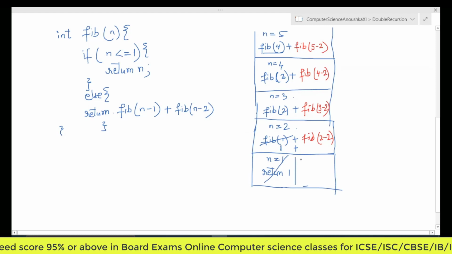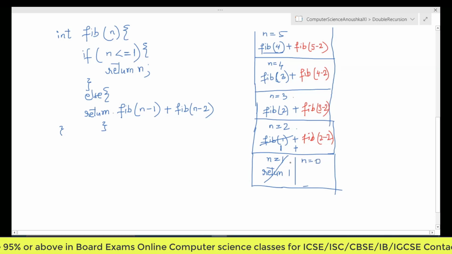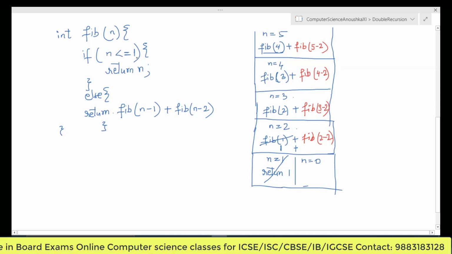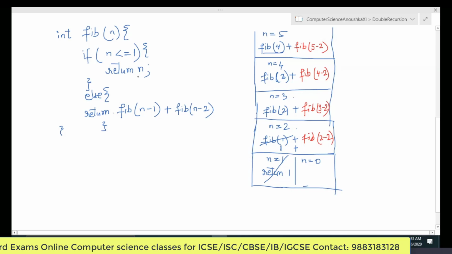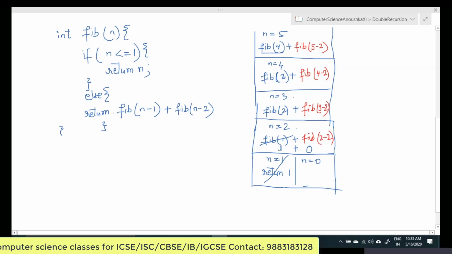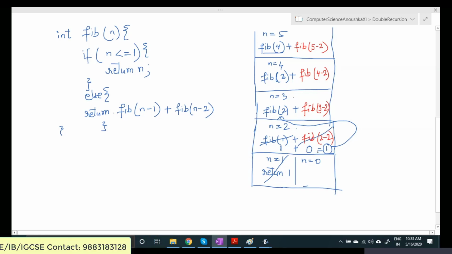This function call is done. It's complete. Now the value of n is 0. So when the value of n is 0, return n. 0 is less than or equal to 1, so return 0. So 1 plus 0 is 1. This one will return to this call, and this call is over. Got my point? So this call's value is 1.